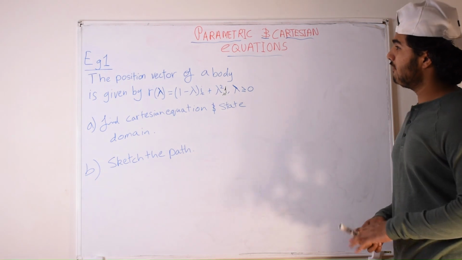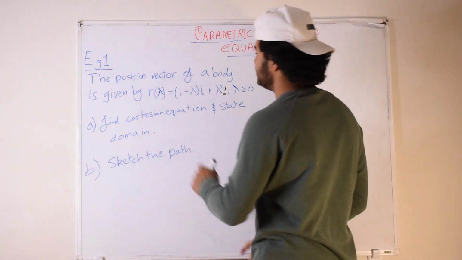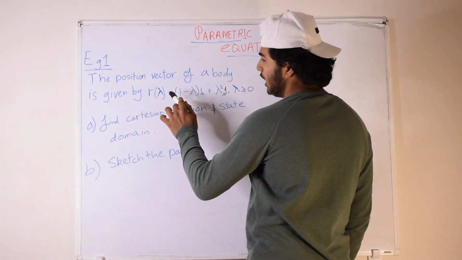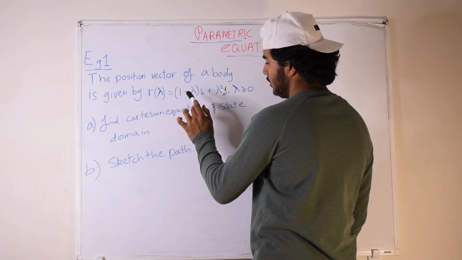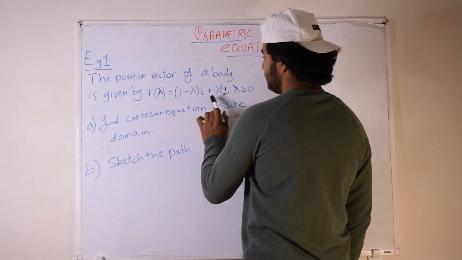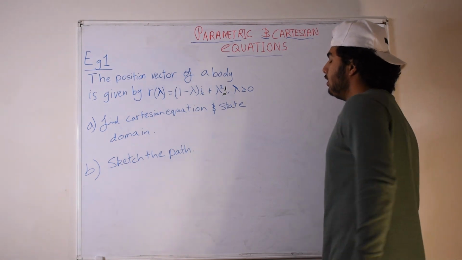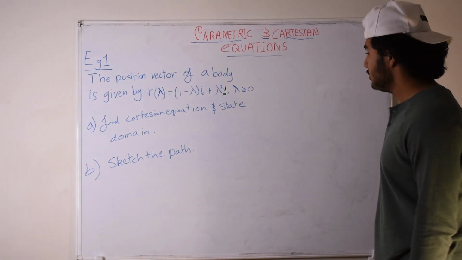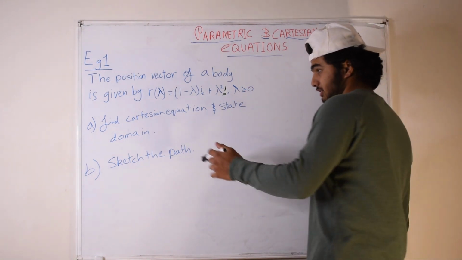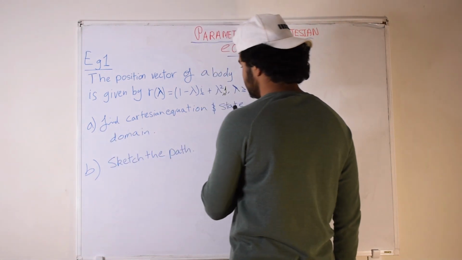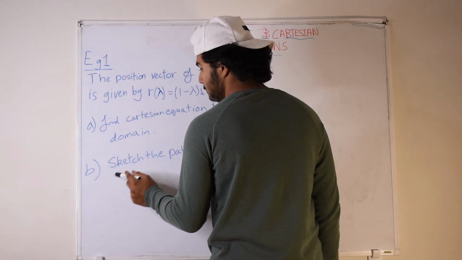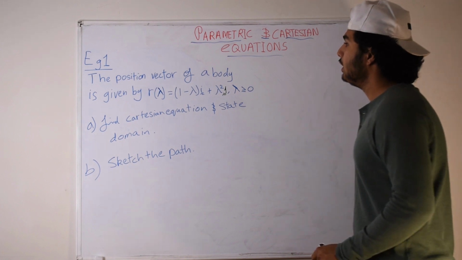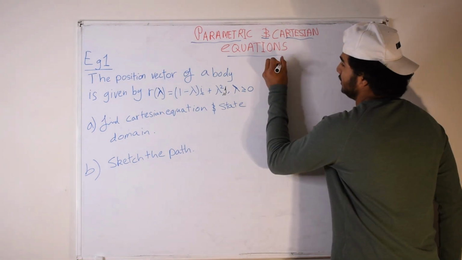So looking at this first example, it says the position vector of a body is given by r of lambda, which equals 1 minus lambda i plus lambda squared j, where lambda is greater than or equal to 0. It says A, find the Cartesian equation and state the domain, and B, sketch the path of the body. So we'll start with A over here.